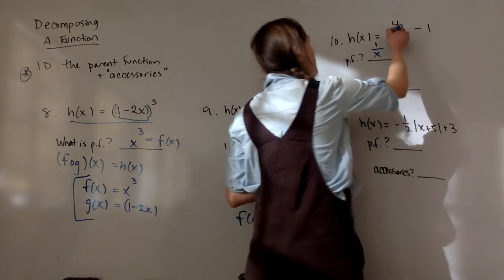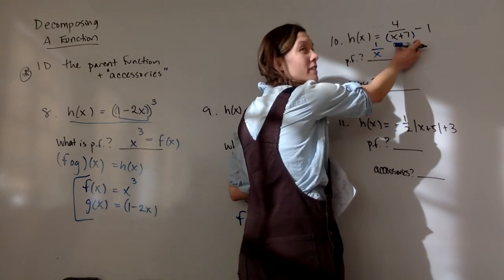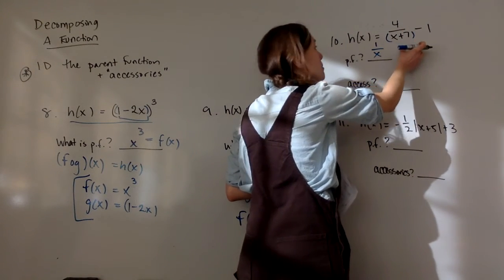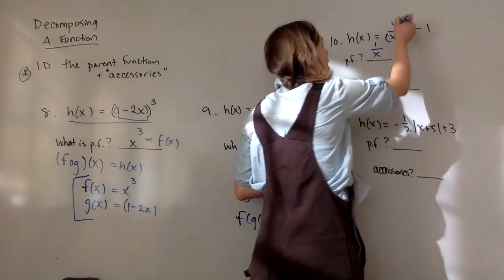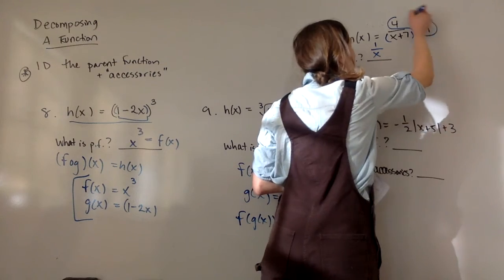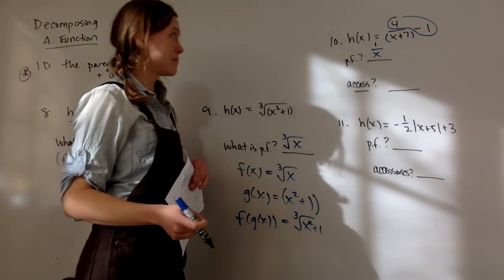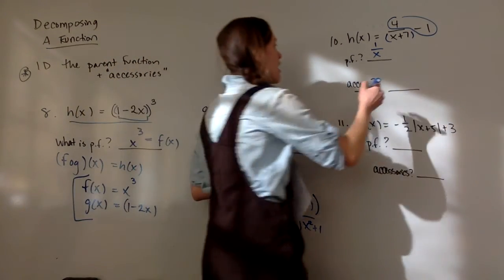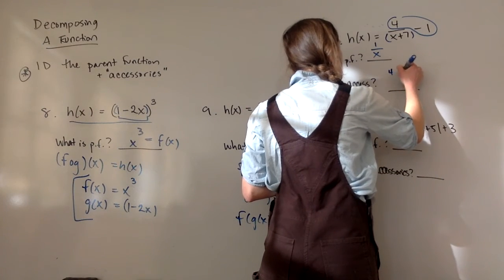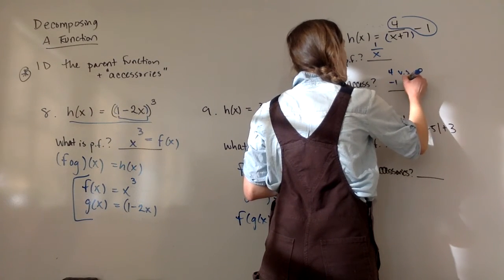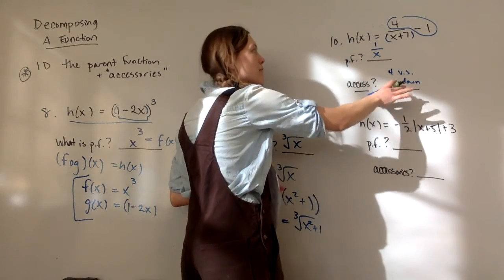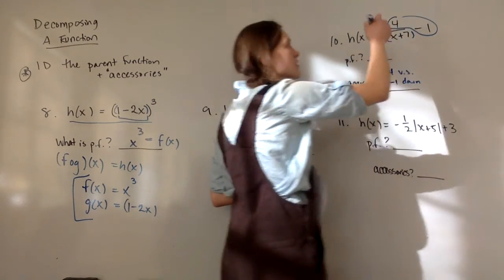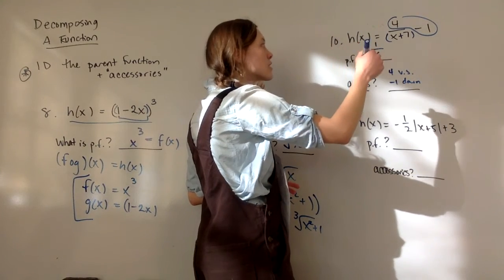So I know that this is going to be my g of x value now, because I'm going to be plugging this in for the x value here. And my accessories are this 4 and this negative 1. So I have a 4 vertical stretch, and I've got a negative 1 down. Those are my accessories. You don't have to, I'm just breaking it down further. You can just circle it or star them or whatever works for you.